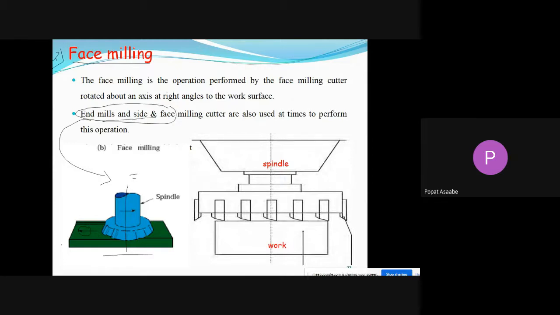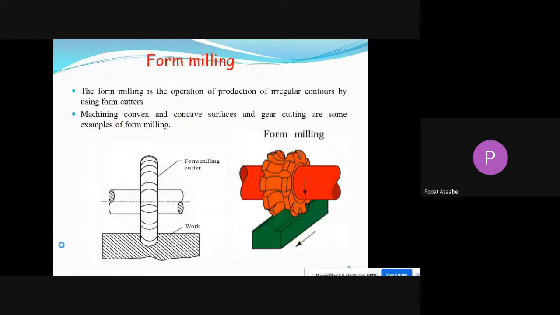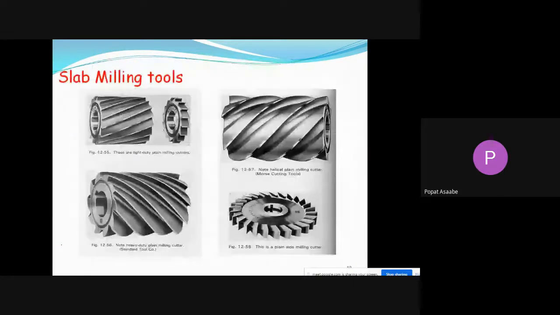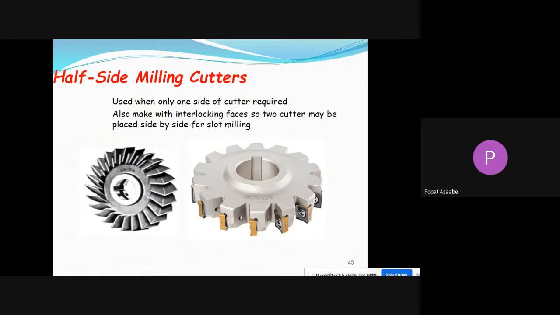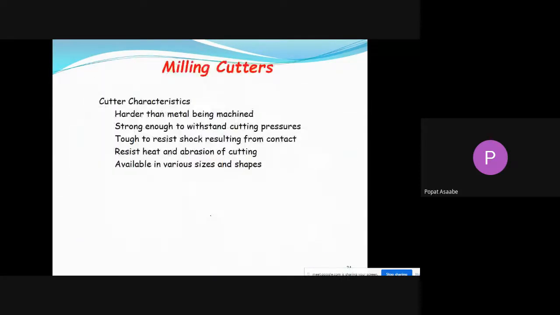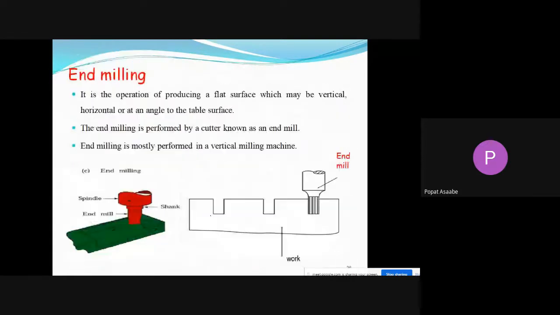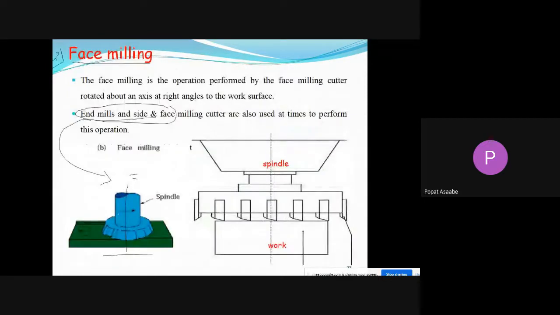Now see, I will show you the face mill cutter. We use this face mill cutter to perform face milling. Here the inserts are provided on its periphery. Generally, the face milling operation is performed on the vertical milling machine.